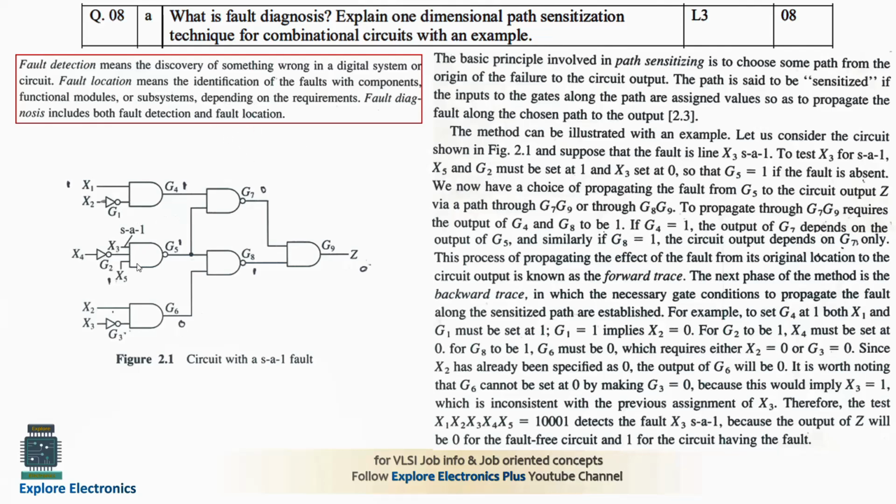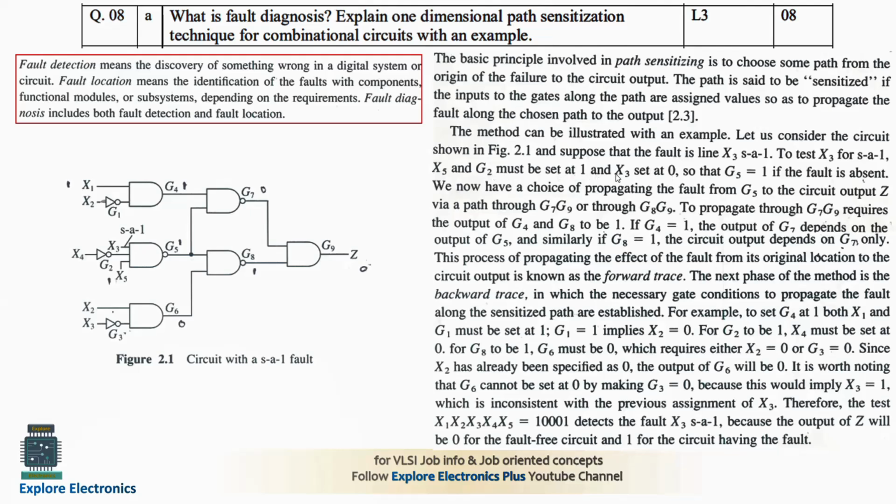So you can see this is the example circuit with a stuck at one fault. Here for X3 you can see gate 5 has an input called X3. This X3 will be stuck at 1. Taking this as an example, a clear-cut explanation is given. Please go through this. Let us consider the circuit and suppose the fault in the line X3 is stuck at 1. To test this X3 for stuck at 1, X5 and X2 must be set at 1 and X3 set at 0.